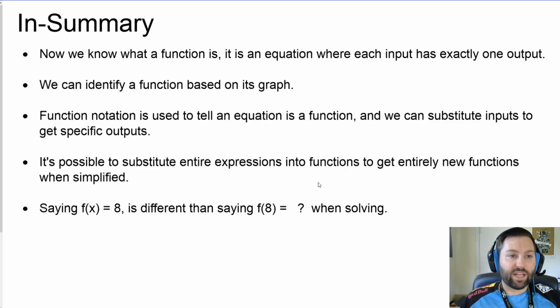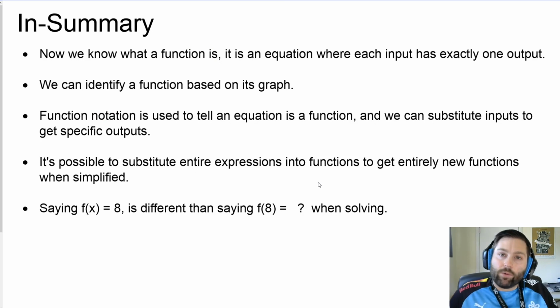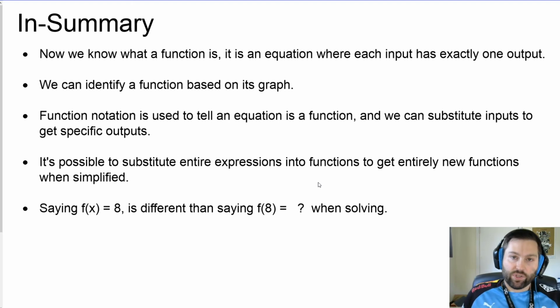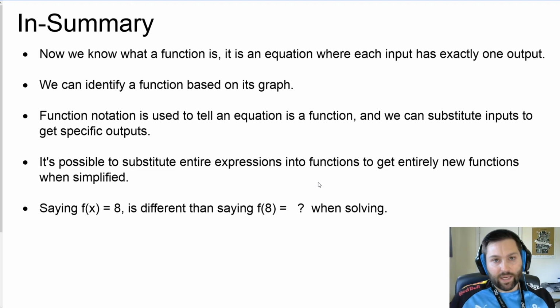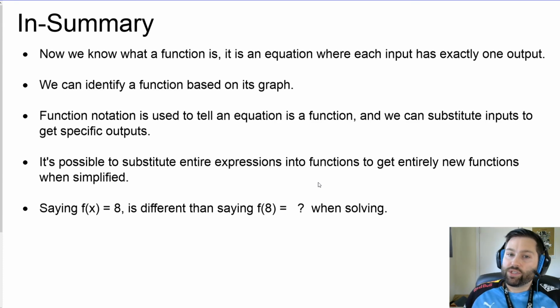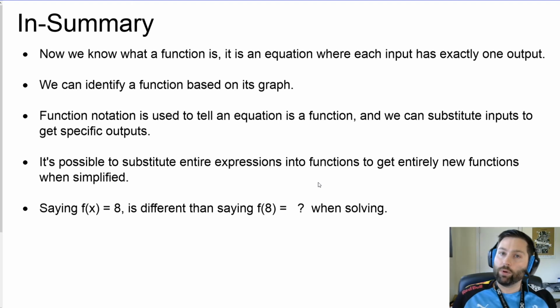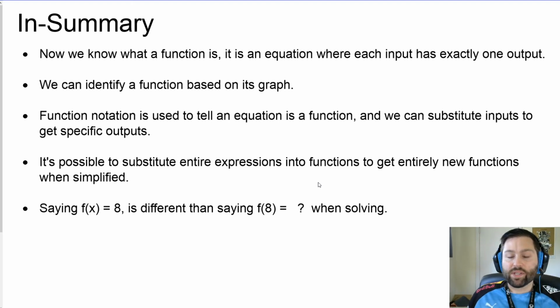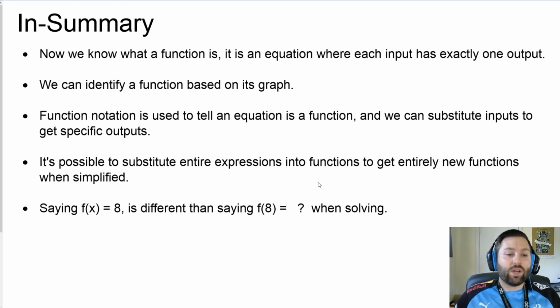So that's it for the video, guys. Now we know what a function is. It's an equation where each input has exactly one output. We can identify a function based on its graph using the vertical line test. Function notation is used to tell an equation is a function, and then we can substitute inputs in to get specific outputs. It's possible to substitute entire expressions into functions to get entirely new functions when simplified. And then saying f of x equals 8 is different than saying f of 8 equals. Remember that f of x equals 8 is an output, where f of 8 equals blank is an input when solving.